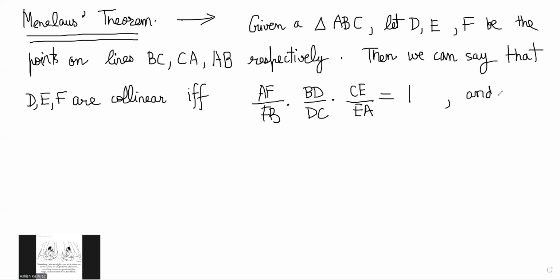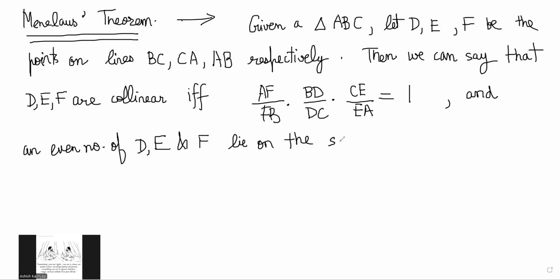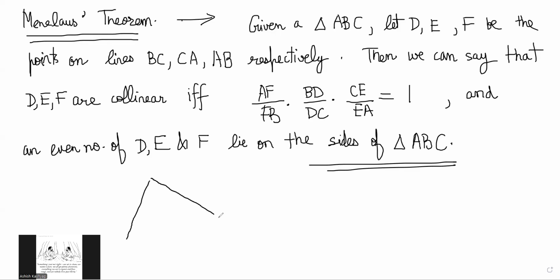And an even number of D, E, and F lie on the sides of triangle ABC. So understand the condition first. Menelaus's theorem is about collinearity. Ceva's theorem was about concurrency, right?